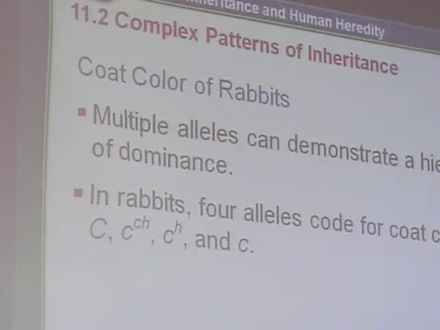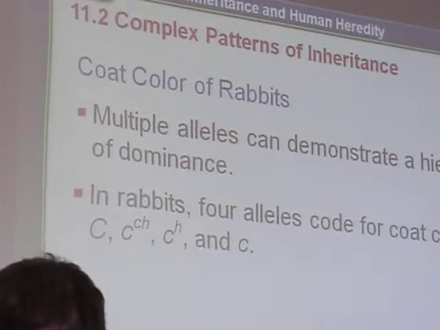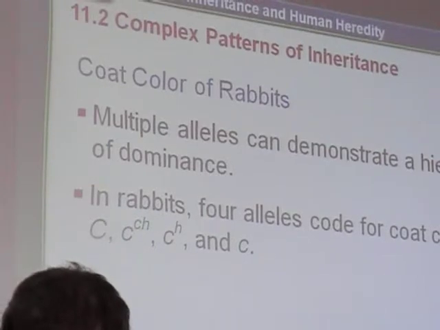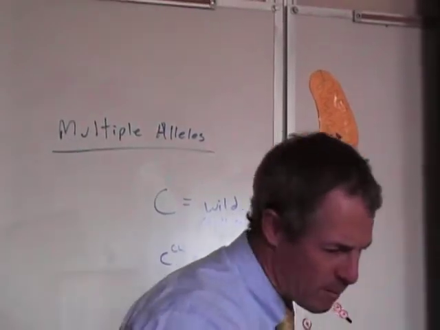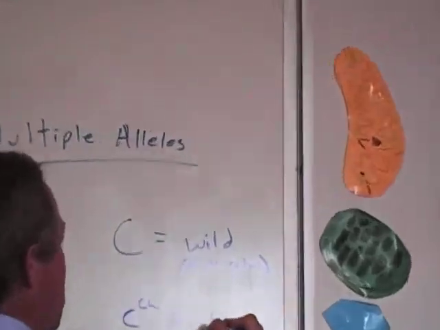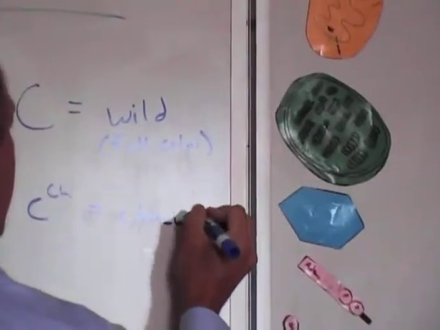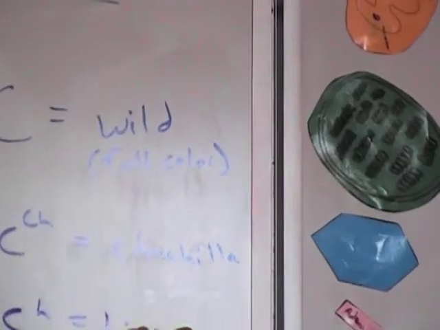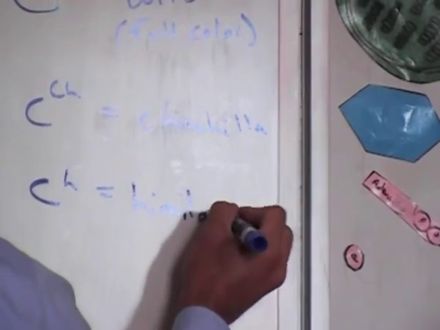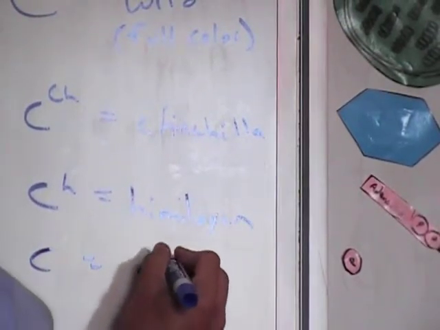Little c^ch is chinchilla. Little c^h is Himalayan. And little c is albino.